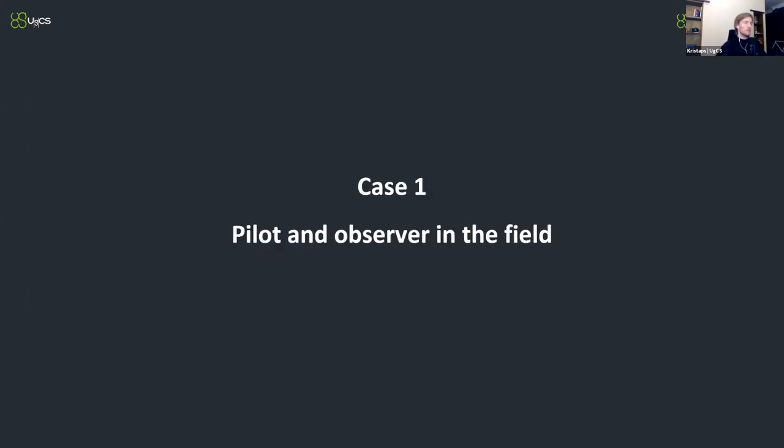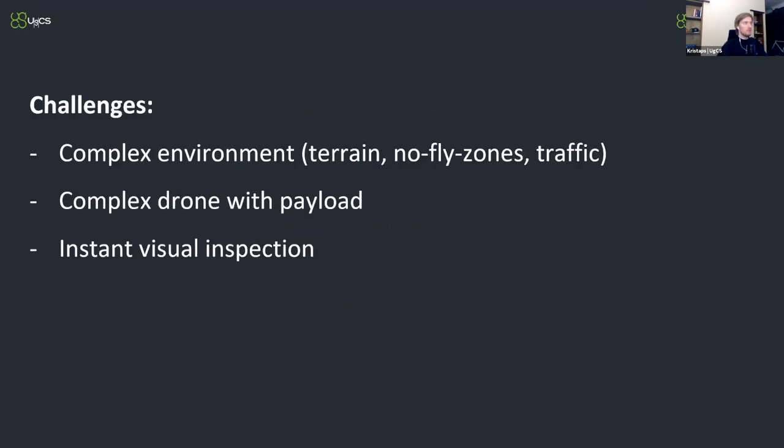But now let's focus on case number one. This is pilot and observer in the field. Like I said, this is one of the most common cases you might encounter: simply two people with a car, they arrive, they have to do the setup, and they have to fly the drone in the field.